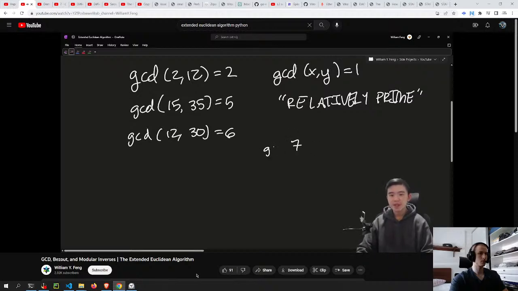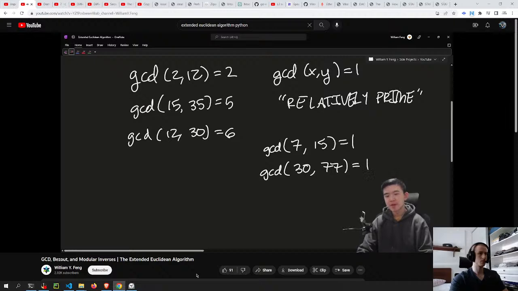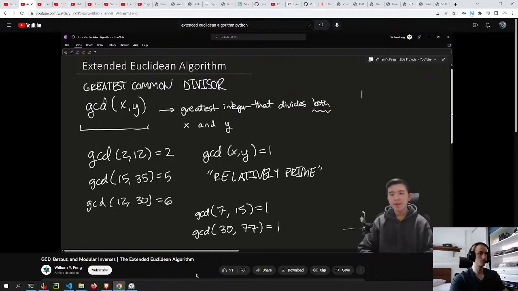So for instance, GCD of 7 and 15 is 1. And GCD of 30 and 77 is also 1. Even though 30 and 77 are not prime, they don't share any divisors, so we say that the greatest common divisor is 1. With those definitions out of the way, let's jump into the rest of the video.